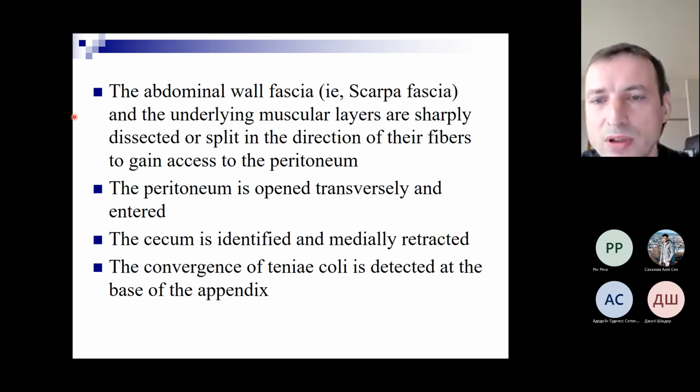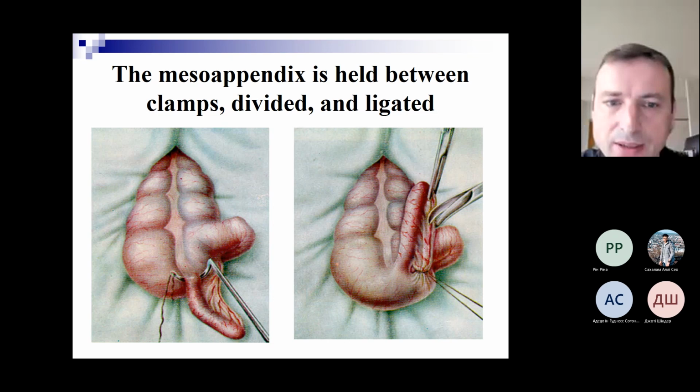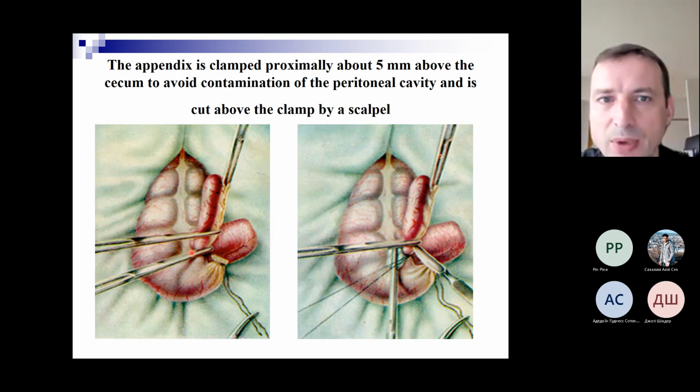The peritoneum is opened transversally and entered. The cecum is identified and medially retracted. The convergence of the taeniae is detected at the base of the appendix. Then the mesoappendix is held between clamps and divided, and ligated to prevent bleeding. Then the appendix is clamped approximately 5 millimeters above the cecum to avoid contamination of the peritoneal cavity and is cut above the clamp with a scalpel.